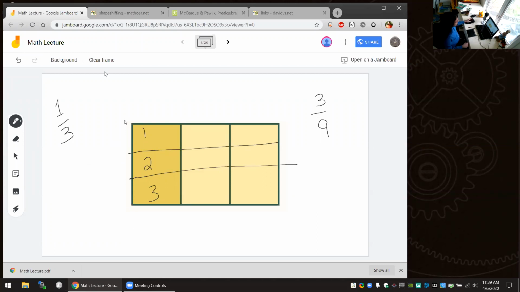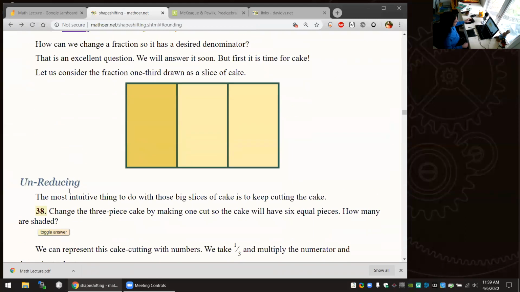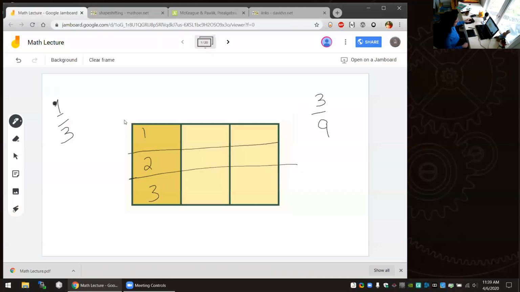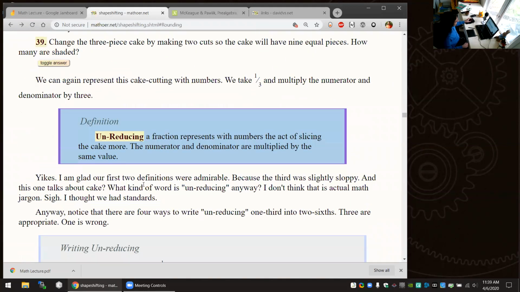So most of what you're asked to do in a math class is not what I'm calling unreducing here, taking a number that has a smaller top and bottom fraction and making it with bigger numbers on the top and bottom. Normally we go the other direction. We make things have the smaller numbers.